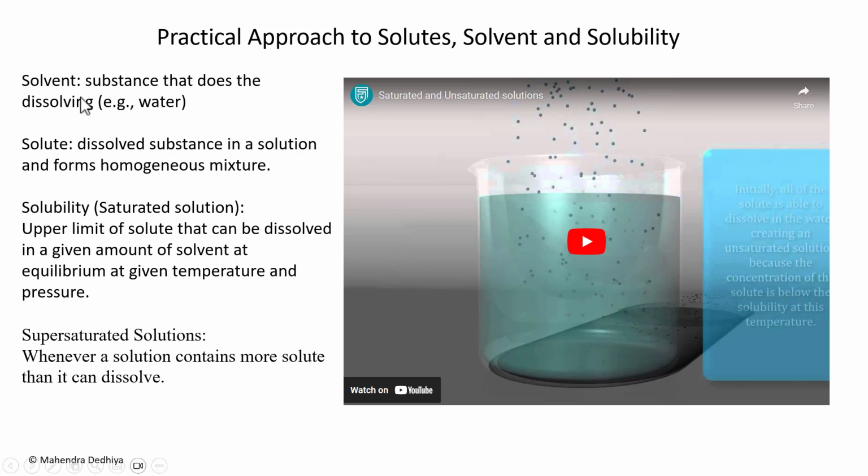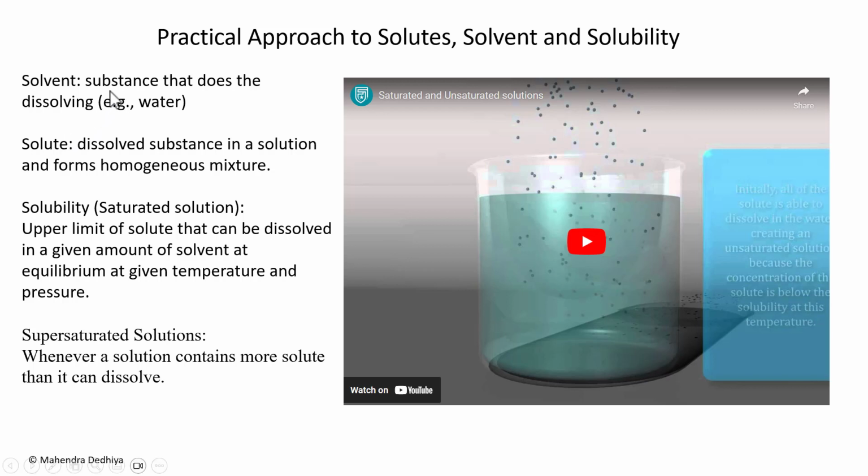A solvent here is a substance that dissolves, for example, water. Solute is the substance that's dissolving to form a homogeneous mixture at a molecular level. And solubility is the upper limit of solute that can dissolve at a given temperature and pressure, because temperature and pressure both can affect solubility of a solute in a given solvent. We can prepare a supersaturated solution, where the solution contains more solute than it can dissolve into the solution phase.